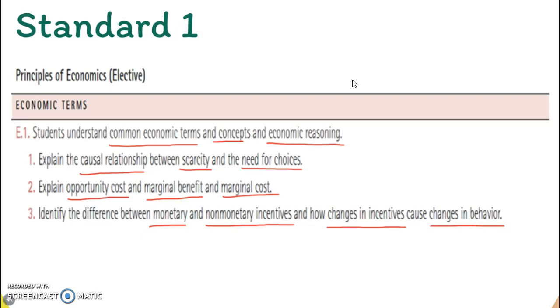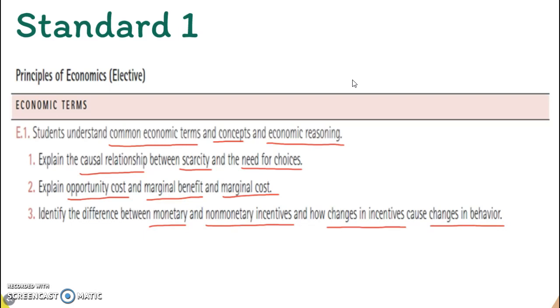So that's kind of the big idea there. They have to understand that every decision is based on marginal benefit, marginal cost. Next is identify the difference between monetary and non-monetary incentives and how changes in incentives cause changes in behavior. So that's very important. The idea there, you can extrapolate this to any kind of situation in society.